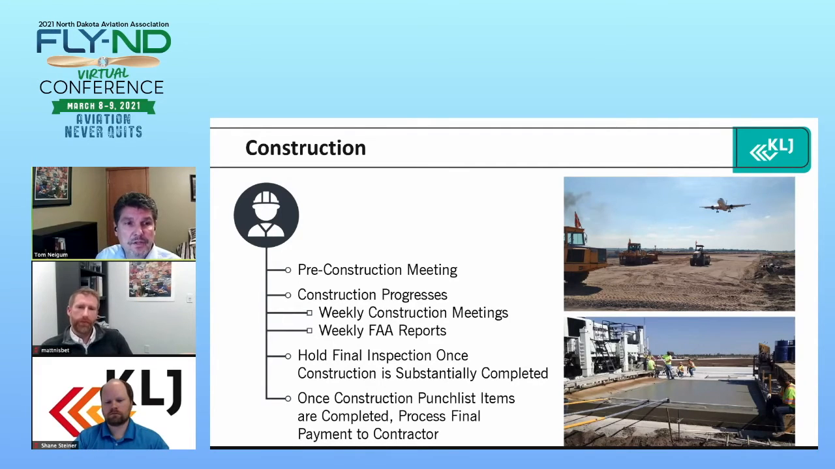So then you get through construction, and then you hold a final inspection once the project's completed, and then develop a punch list of construction items and paperwork that the contractor has to complete. And really send them that summary so they're aware of what remains to be completed. And then once the punch list items are completed, you can process the final payment to the contractor.